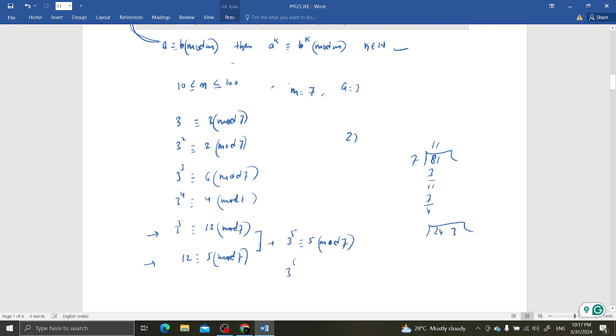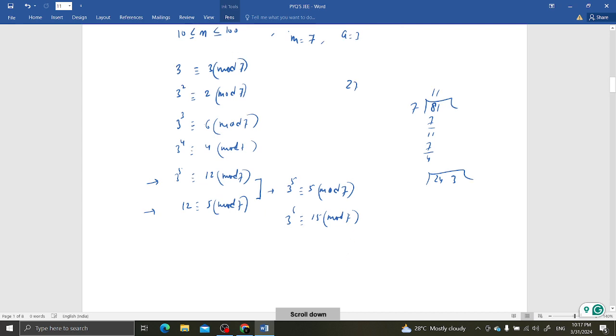After that, 3 to the power 6: again we need to multiply by 3 modulo 7, and 15 is congruent to which one? 15 is congruent to 1 mod 7. So here it means that 3 to the power 6 is congruent to 1 modulo 7. Now after that, 3 to the power 7 is congruent to 3 modulo 7, multiplying by 3.